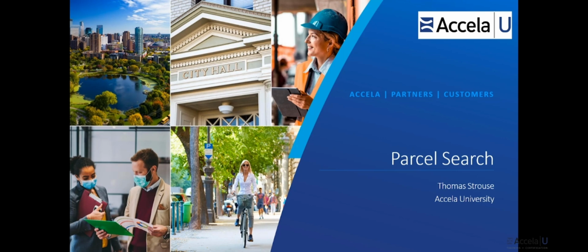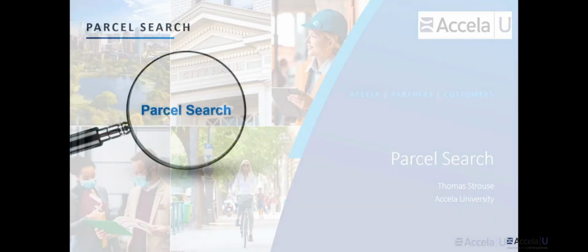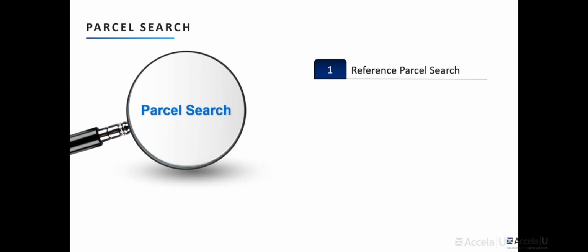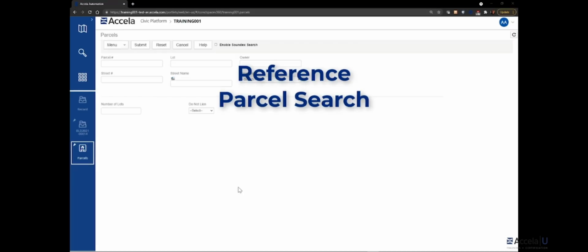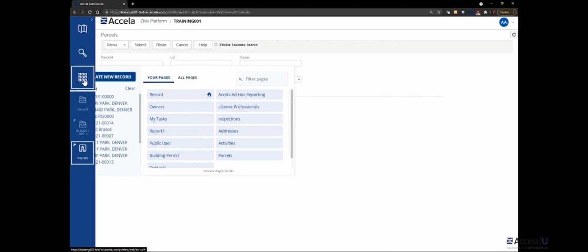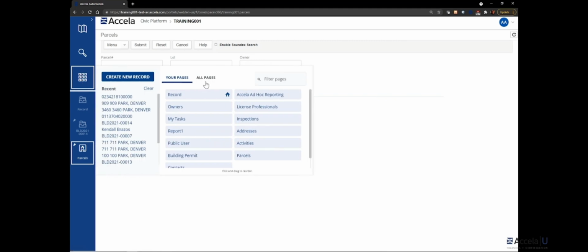My name is Thomas Strauss, and I will show you how to use the reference parcel lookup from several places within the Civic platform. First, I will demonstrate how the reference parcel search tool works. Then I will show you how to look up and add a parcel from a record and from the intake form. Let's get started.